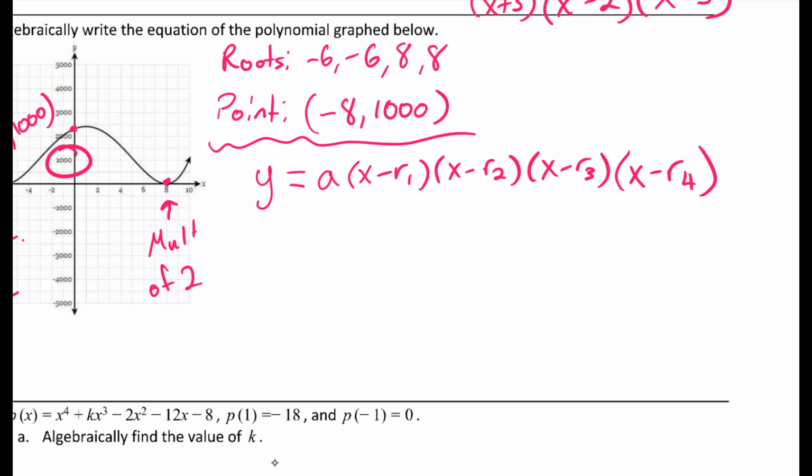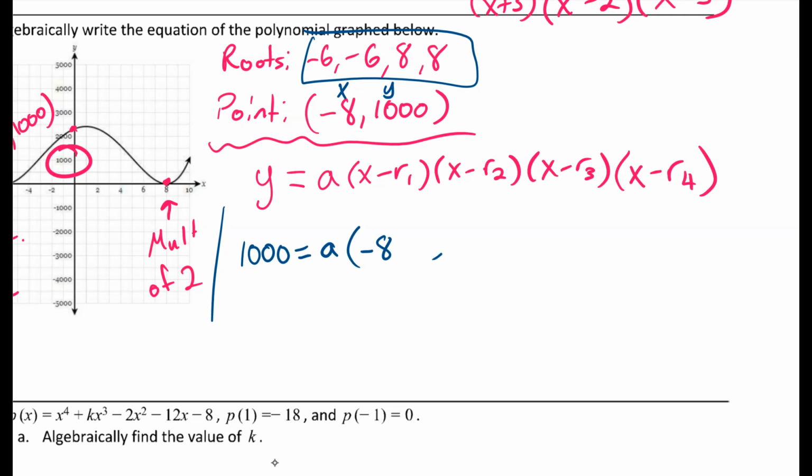We have information that we could plug in for the roots. That's going to be right here. And we have information we could plug in for x and y. That's what we grabbed that point for. So we can make y equal to 1,000. I don't know what a is, but I could substitute in negative 8 everywhere I see an x. Let's consider what these roots are, right? So if I'm subtracting negative 6, that becomes plus 6. And again, if I'm subtracting negative 6, it becomes plus 6.